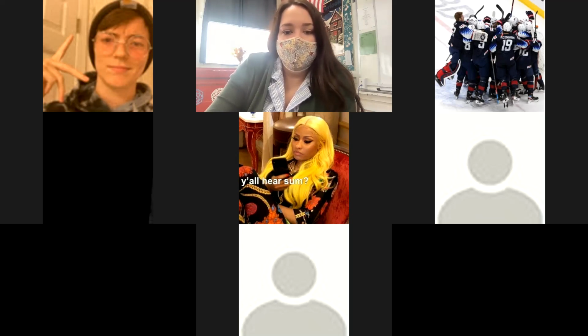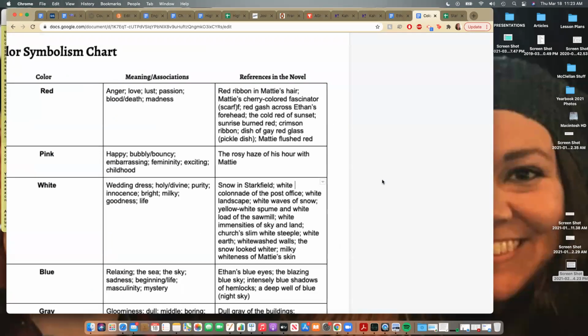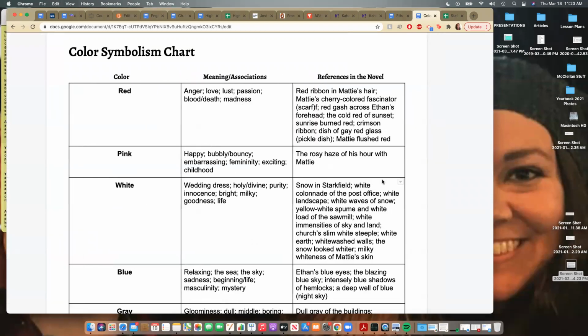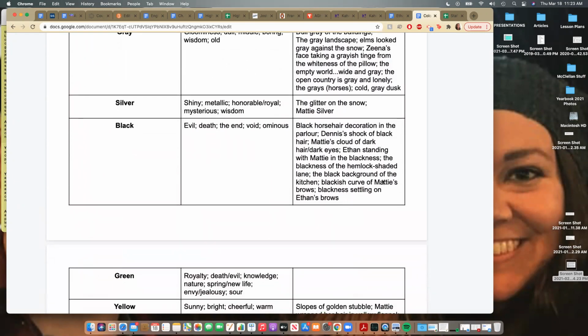Share screen. We're just going to take a quick look back at the color symbolism chart. If I'm looking at this chart just based on how many instances we have of each color being mentioned, I would think that the most important ones would be red, white, gray, and possibly black.